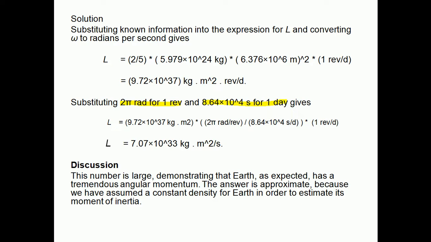And for the earth, in order to estimate the moment of inertia, we learned how to calculate the moment of inertia. I will repeat the formula: angular momentum is equal to the moment of inertia multiplied by the angular velocity. We use this formula and we calculate the angular momentum of the earth.